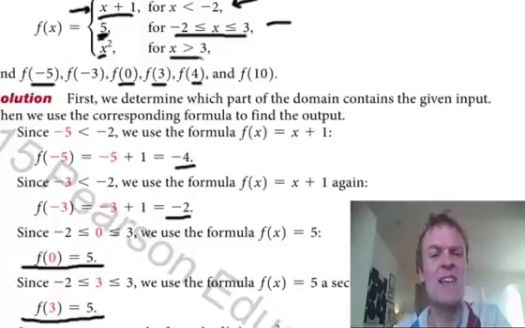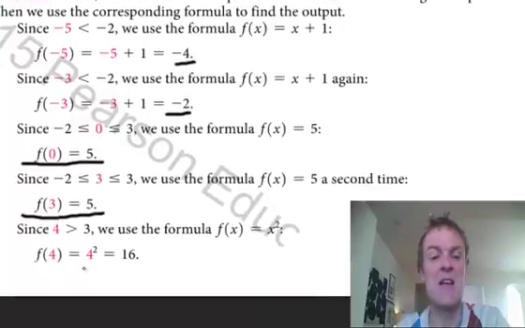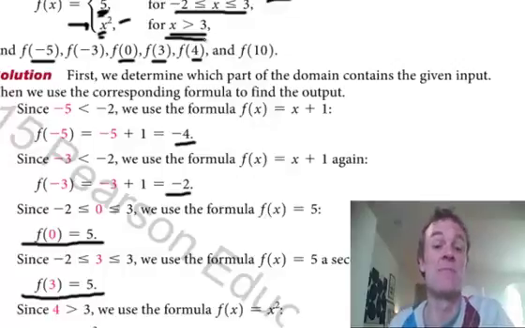Of course, 4 is bigger than 3, so I'm going to use this equation, x squared. So when x is 4, I put it into here. What's 4 squared? It's 16, and there we go. If I have to use the last one, f of 10, when x is 10, I also use this because 10 is bigger than 3. And that's going to be 100. So there you go.